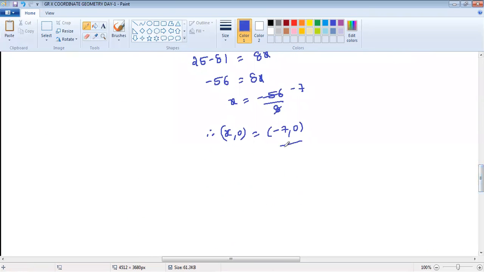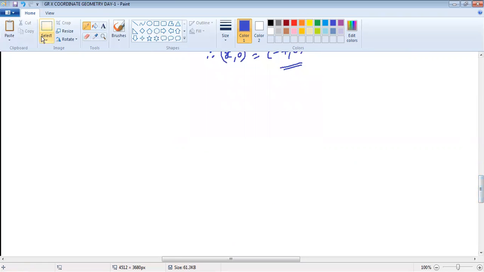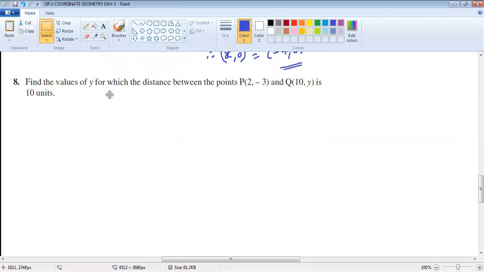Vaibhav, have you understood the point minus 7 comma 0? Yes, sir. But you got plus 7 comma 0. Yes, sir. Yes. Carefully you are supposed to do it.